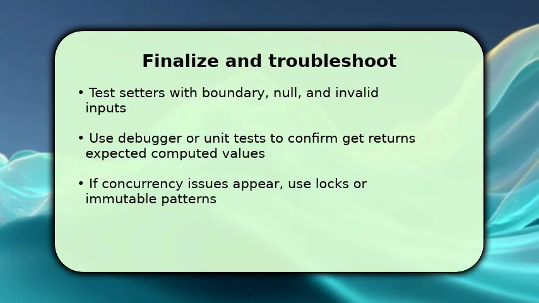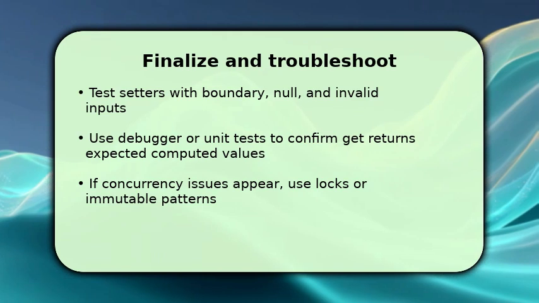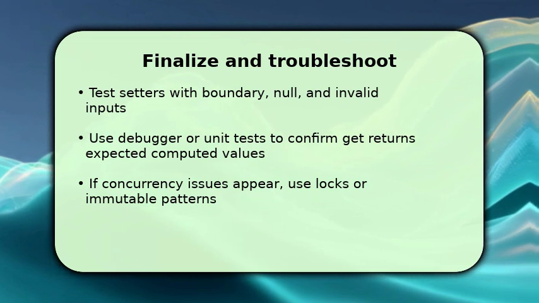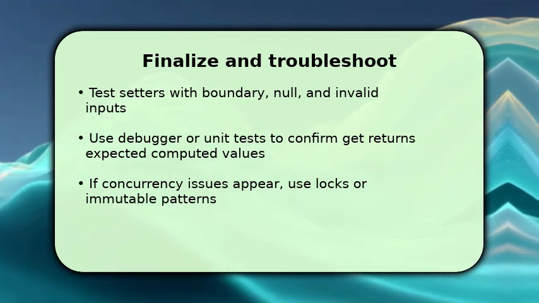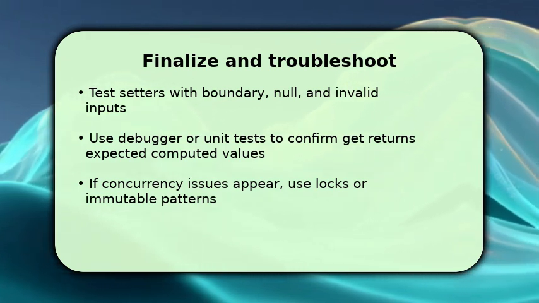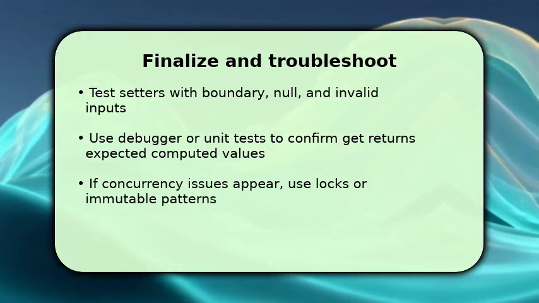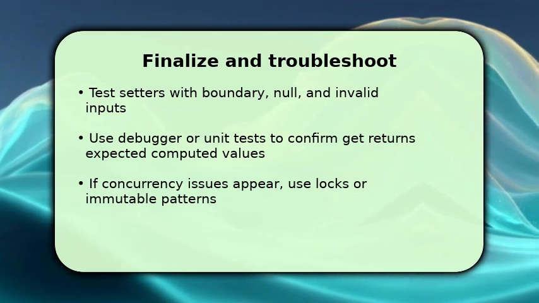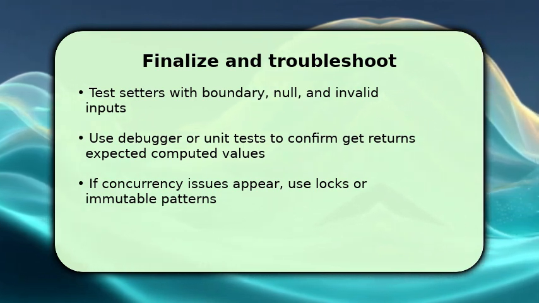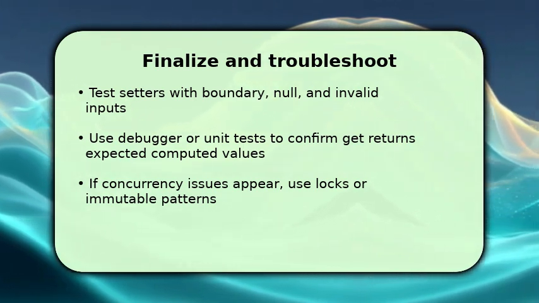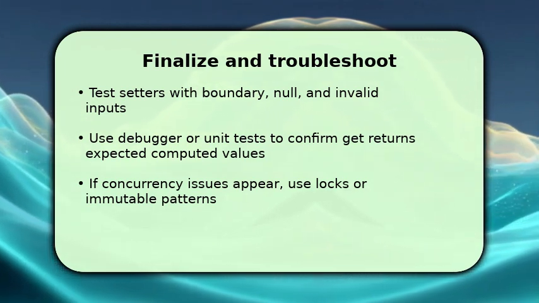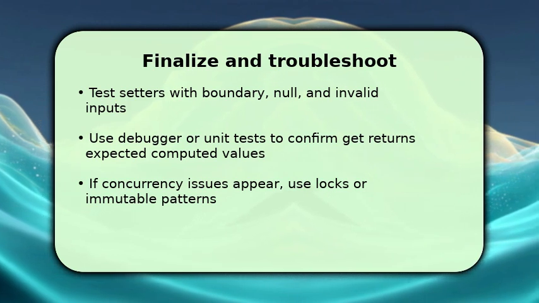You finish by writing unit tests and exercising corner cases, nulls, min/max values, and unexpected types. Run through the UI or API surface so get returns the right computed value after set. Once done, inspect behavior under concurrent access and add locks or adopt immutable patterns if necessary. If values aren't persisting, make sure you assign to the backing field in set and not to the property itself. That recursive mistake causes Stack Overflow or no state change.